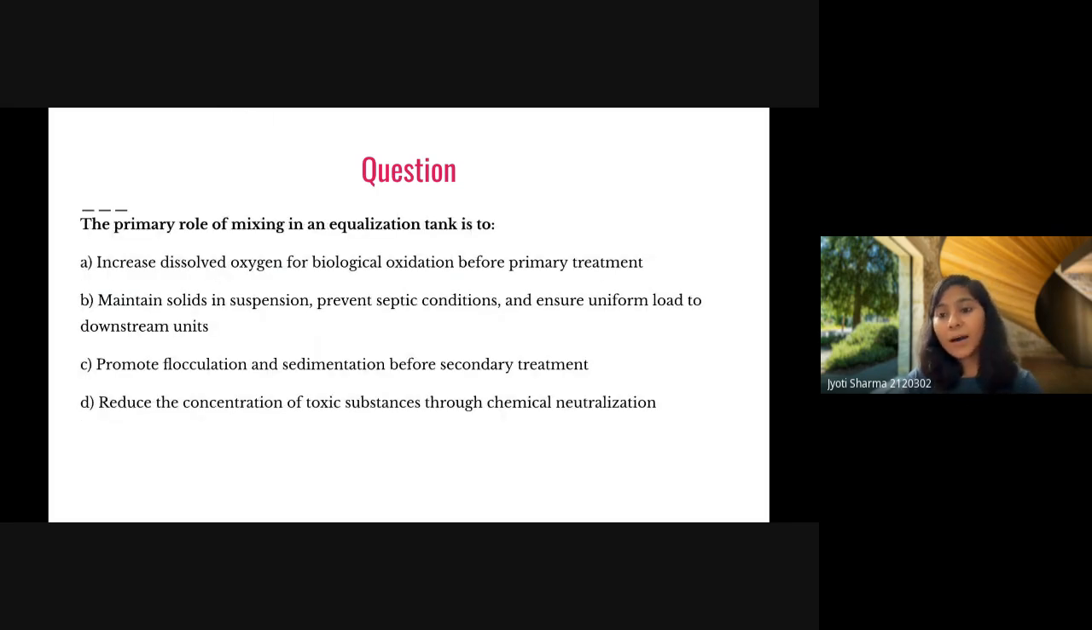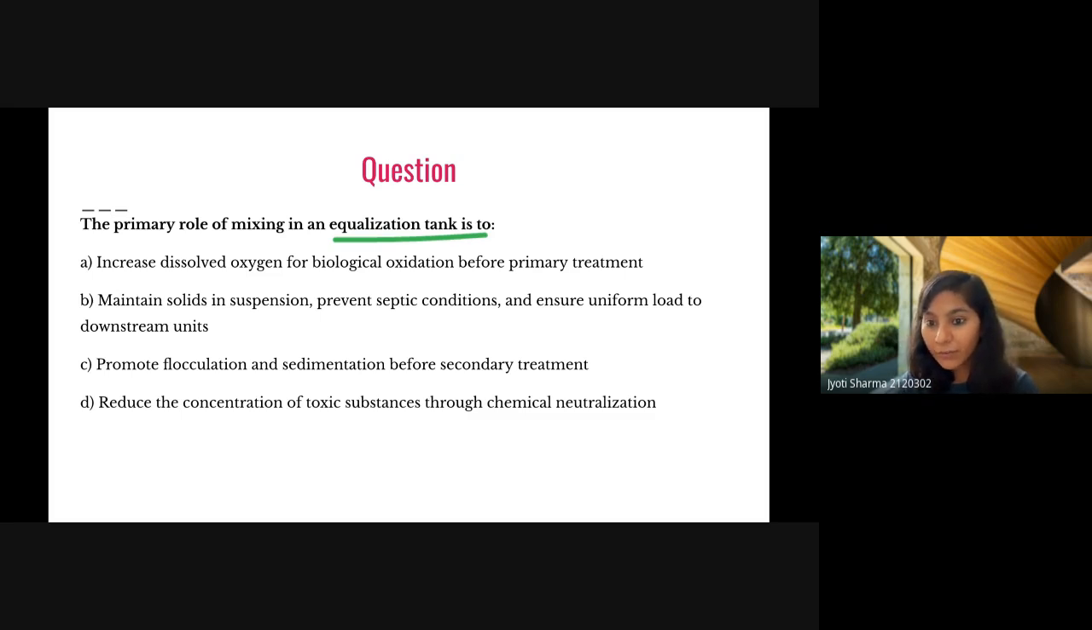Okay, so after that grit chamber, we have one more piece of equipment known as the equalization tank. The primary role of mixing in an equalization tank is to, and we have four options here: increase dissolved oxygen for biological oxidation before primary treatment; maintain solids in suspension, prevent septic conditions, and ensure uniform load to downstream units; promote flocculation and sedimentation before secondary treatment; reduce the concentration of toxic substances through chemical neutralization.